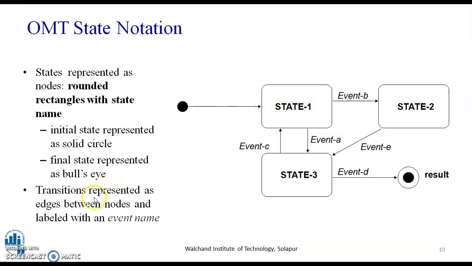Further, transitions are represented as edges between the nodes and labeled with an event name. As you can see, from one state to another state, it's the transition that makes it go from one state to the other. Therefore, the transition's name is written on it. Now, this is the standard diagram for the state dynamic model.